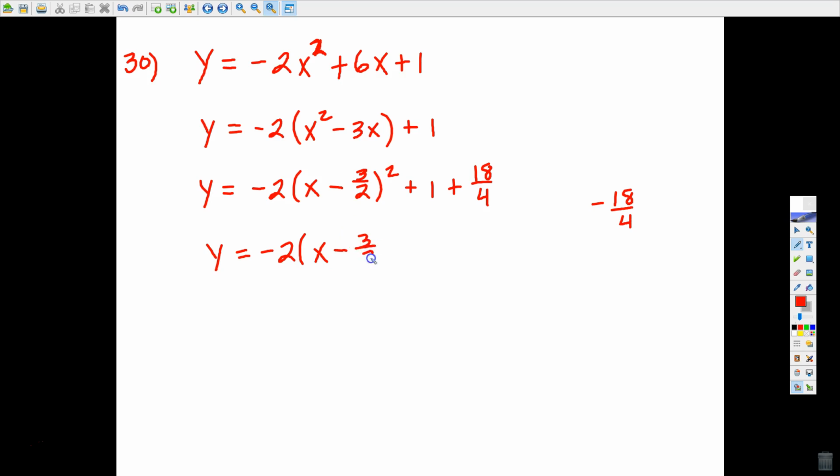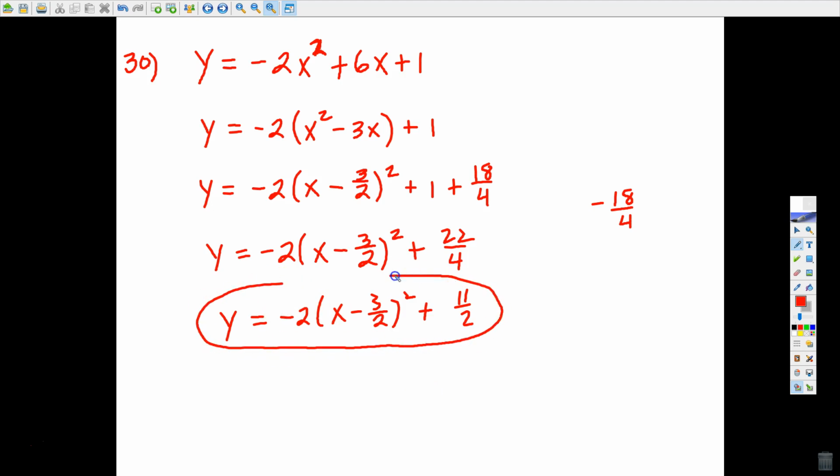I'll just write it out and then we'll simplify. X minus 3/2 squared plus 22/4, but obviously this can be reduced or simplified. X minus 3/2 squared plus 11/2, or 5.5. Okay, so this represents the vertex form, and then don't forget to also include the vertex. So our vertex is the x-coordinate will be 3/2, and the y-coordinate will be 11/2.